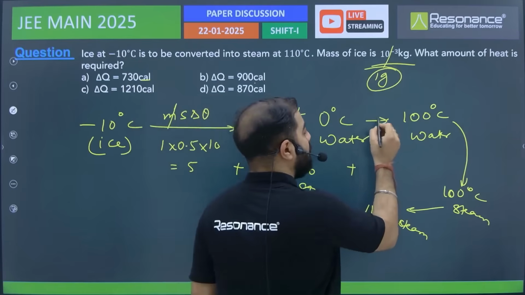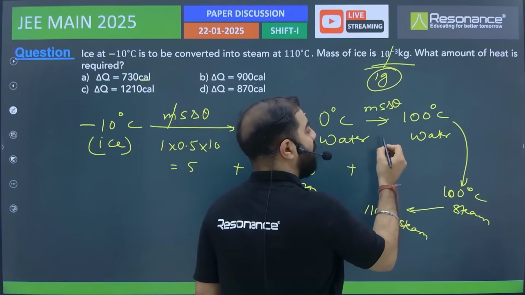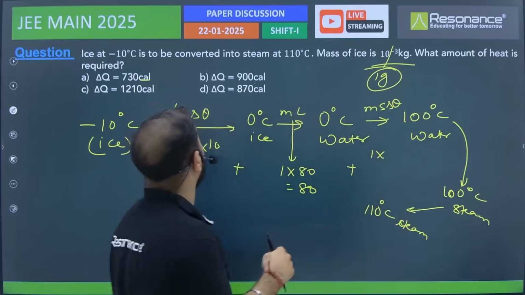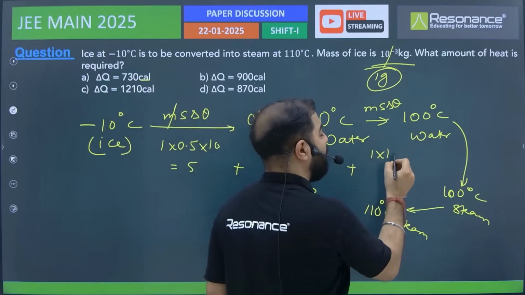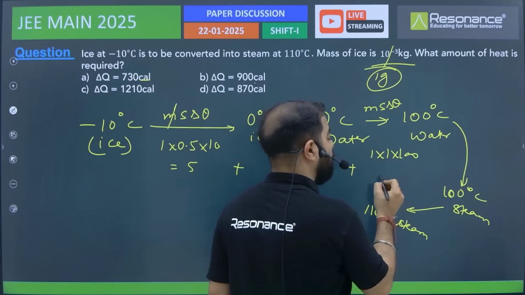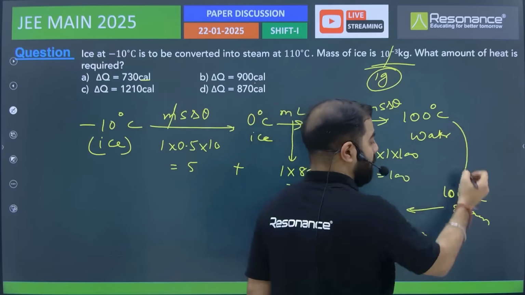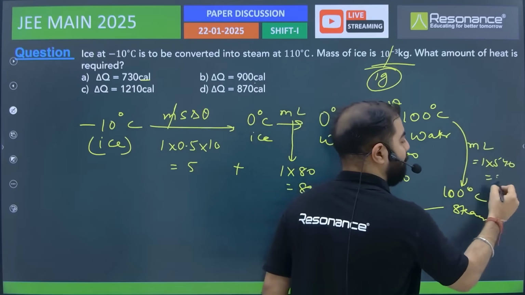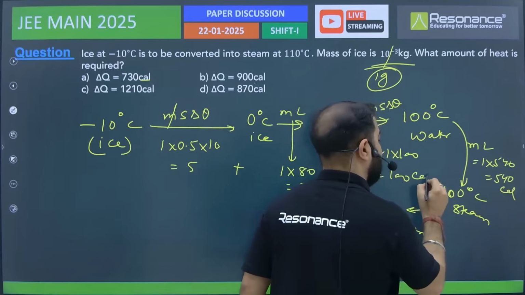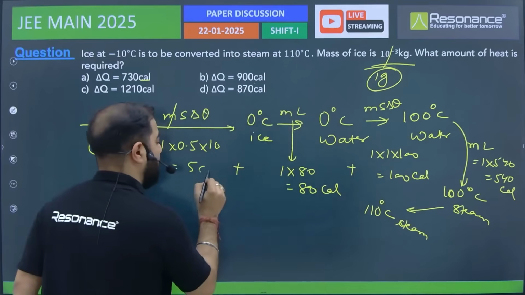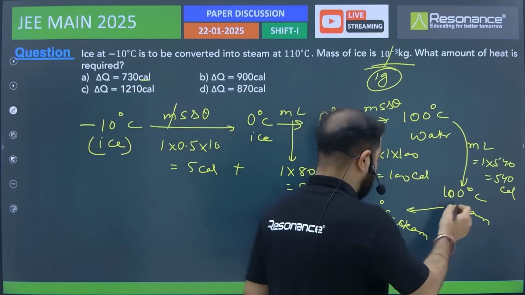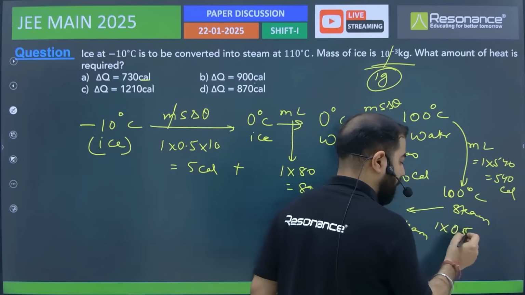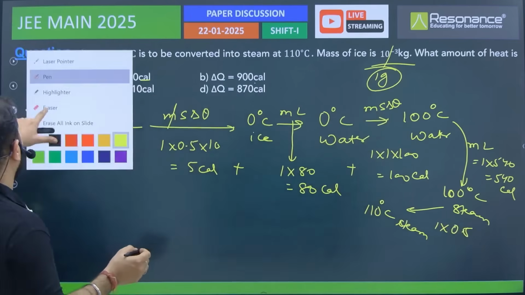So 5 plus 80 plus, again, the formula will be ms del theta, since there is a temperature change. m is 1, and S is 1 calorie per gram per Kelvin for water. Change is 100, so that turns out to be 100. Now again, this is a state change, so the formula will be mL. m is 1 into 540, which is 540 calories. All these are calories, by the way. Now from here, m is 1, s is 0.5.